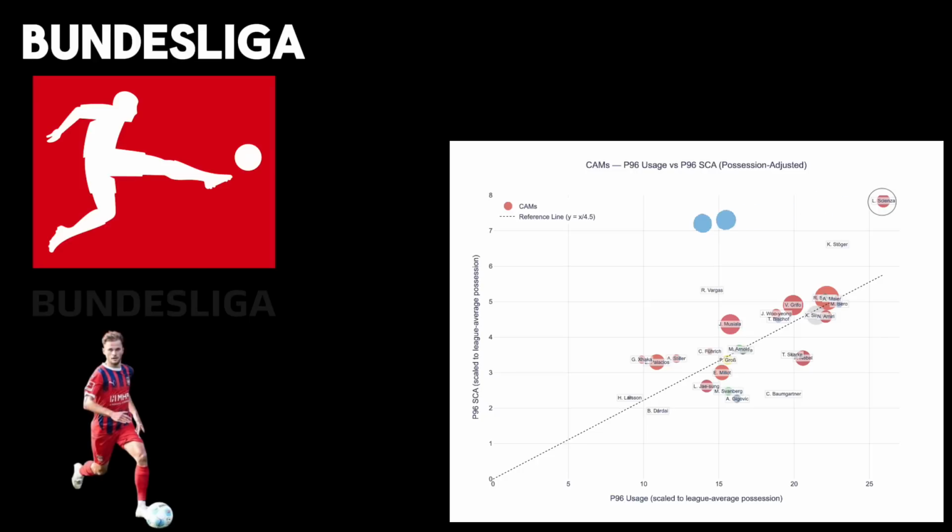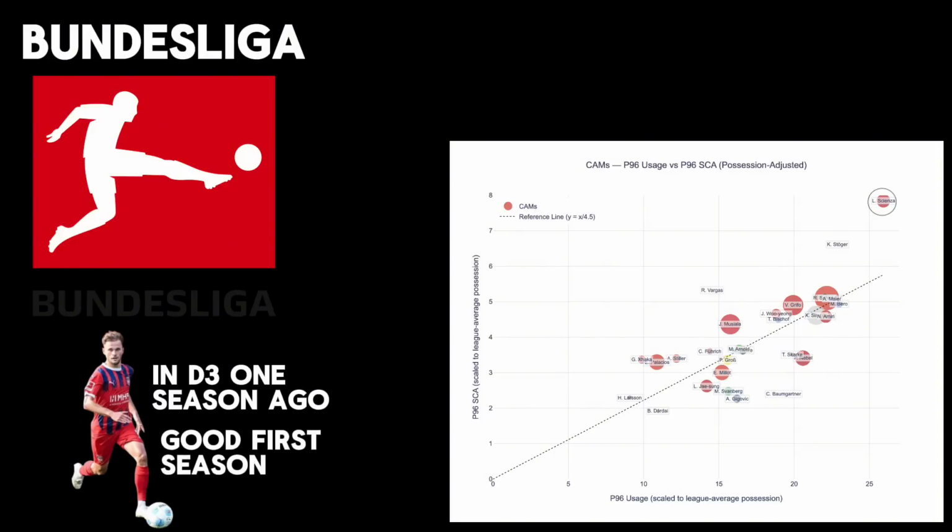Heidenheim's number 10, Leo Scienza, is an interesting player. A season ago, he was playing in the third division of the Bundesliga and dominating, with his team winning the league running away. His first season in the Bundesliga was also a success. At just 23, I feel like he needs a look.